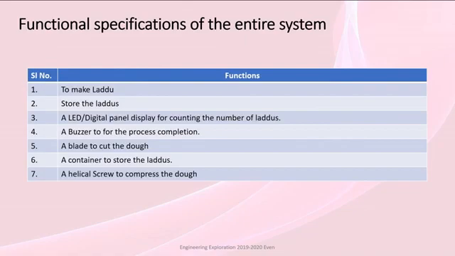Functional specification of the entire system. Number one, to make laddus. Number two, to store the laddus. Three, an LED or a digital panel display for counting the number of laddus. Four, a buzzer for the process completion indication. Number five, a blade to cut the dough. Number six, a container to store the laddus. Number seven, a helical screw to compress the dough.